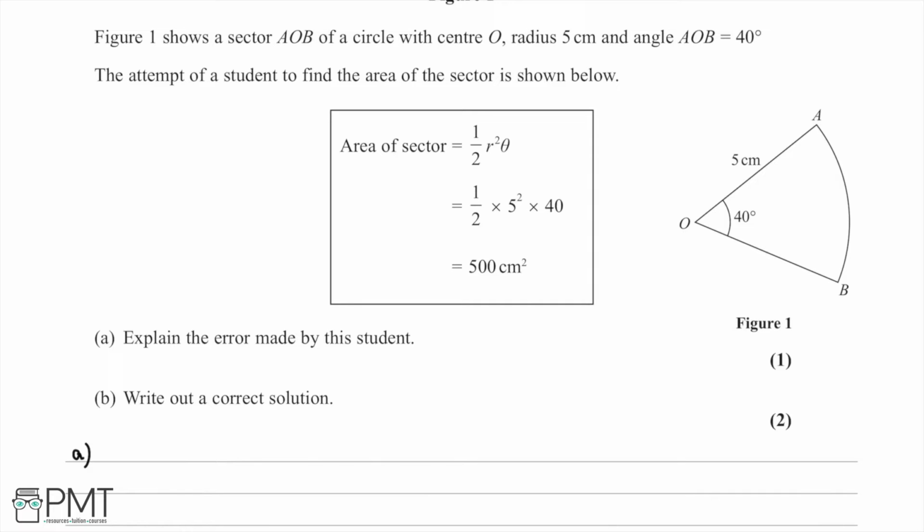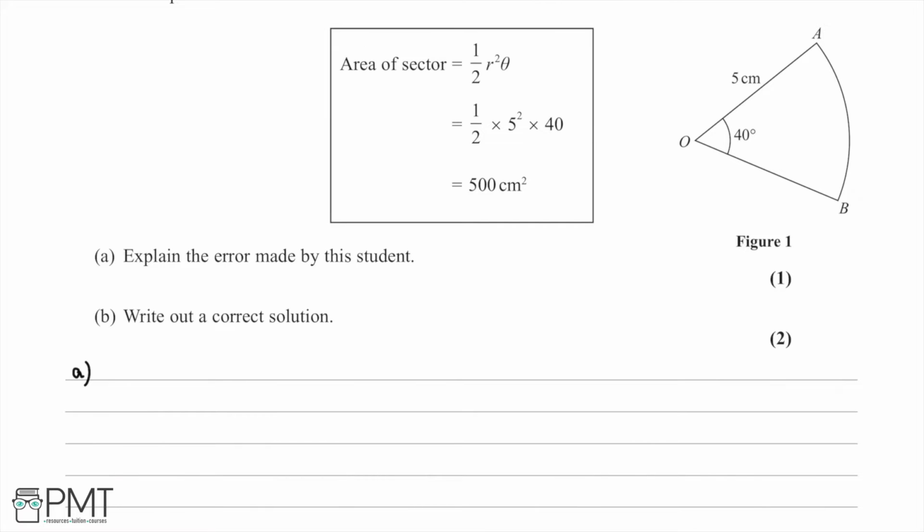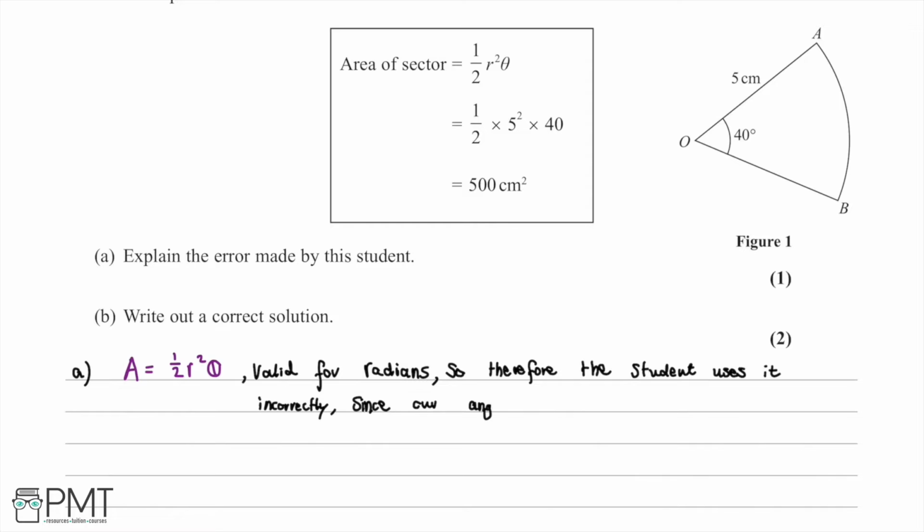So in part A of this question, we're asked to explain the error made by this student. So we can see the formula that they've used. They have used that A is going to be equal to 1 over 2 multiplied by r squared multiplied by theta. We know this is a valid formula, but it can only be used when our angle is in radians, but our angle is in degrees. So we'll just write that down. So this is valid for radians. So therefore it's used incorrectly in our case because we have degrees. And the student doesn't convert it to radians.